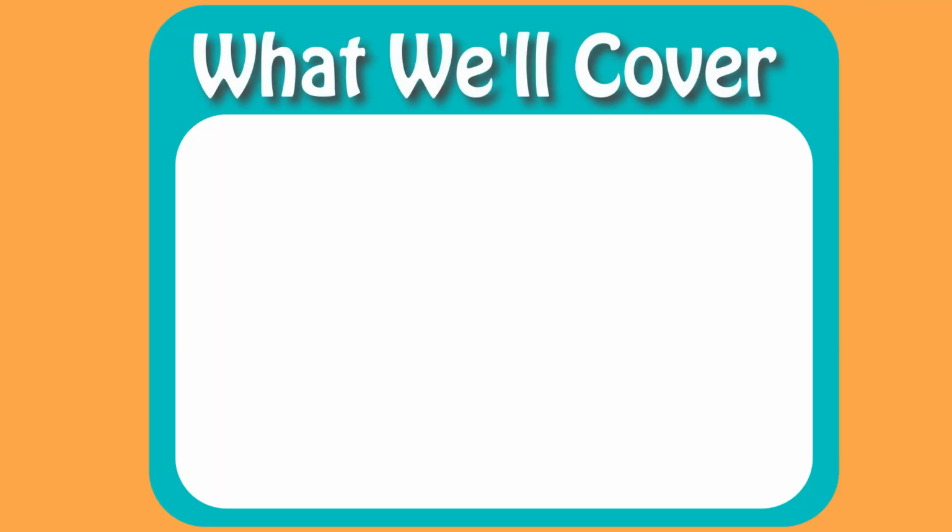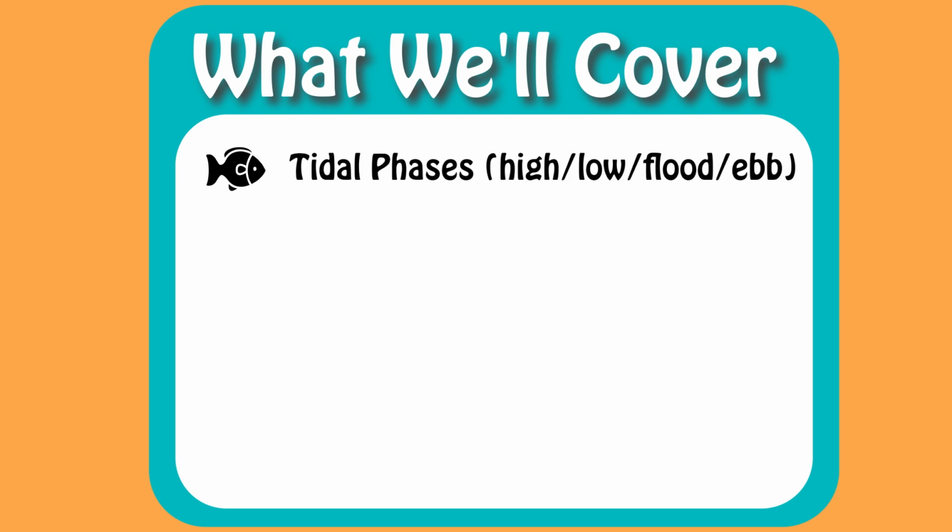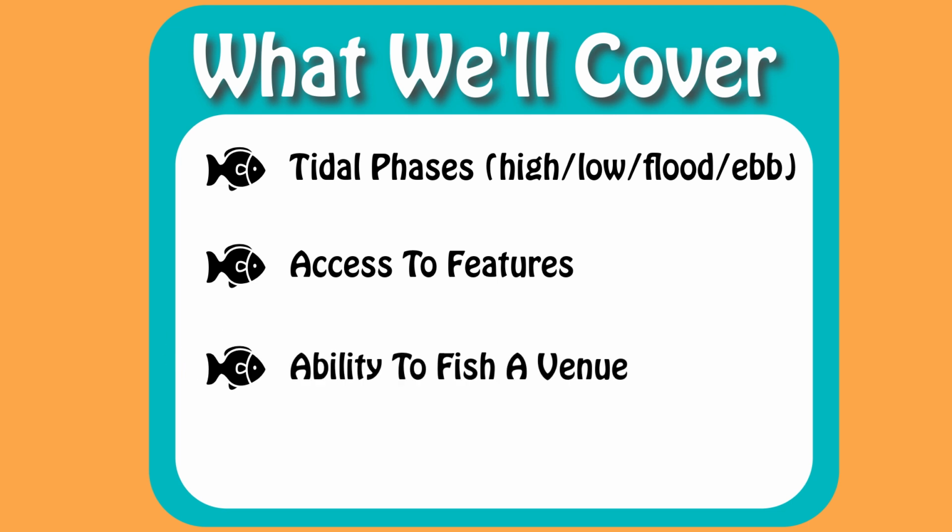We'll first cover the different tide phases, including high tide and low tide, as well as the flood and ebb. We'll then talk about how different stages of tide can open different opportunities when fishing a venue. We'll also cover how the state of tide can determine how easy it is to fish a venue or not, depending on multiple factors. Finally, we'll cover some additional info that may prove useful when using tides to your advantage.